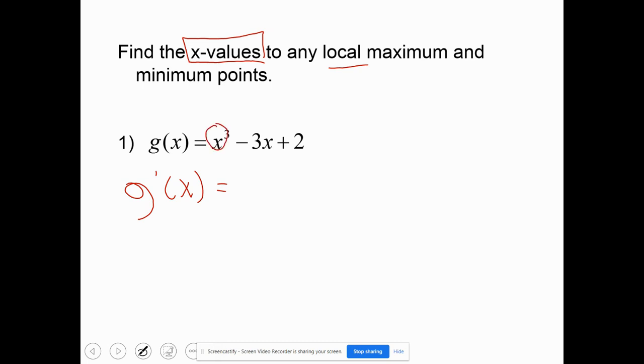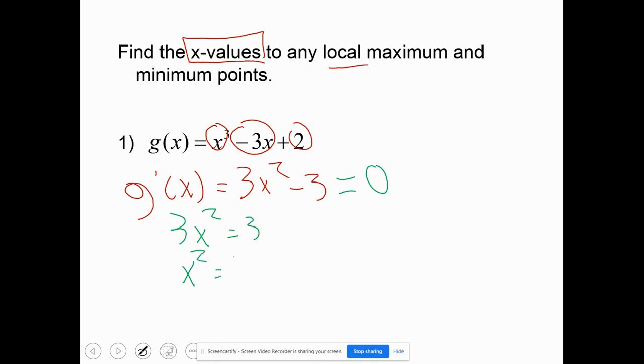So the derivative of x cubed is 3x squared. The derivative of minus 3x is minus 3. And the derivative of 2 is equal to 0. So we have our slope formula, and then we're going to set that equal to 0, and you're going to solve. 3x squared is equal to 3. x squared is equal to 1, which means x is both plus and minus 1. Right? There are two different points here where the slope is equal to 0.